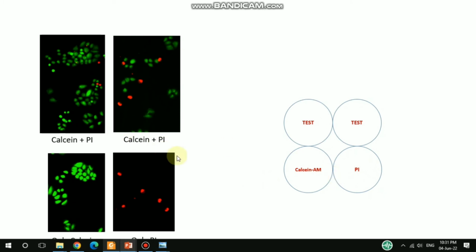So these are my pictures. This is the test group, calcein-PI, and this is also calcein-PI, and here this is only calcein and this is only PI. What I did here, I took these pictures separately in the green field and also the red field, in the same place. I did not move the plate. After that I merged them with the inbuilt software that I have in the lab. I did it separately for the green field and the red field, and then I merged them, and after merging I got this kind of merged picture.